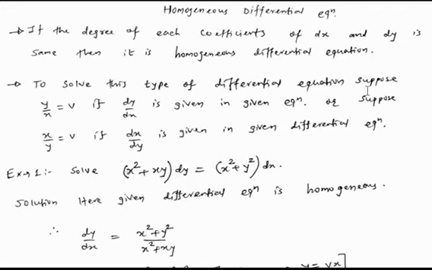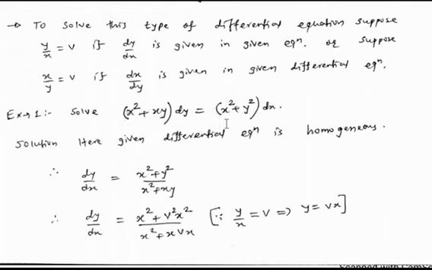To solve this type of differential equation, we have to take y by x equals v in the given equation. If dy by dx is given, take y by x equals v. If dx by dy is given, take x by y equals v. Now we have to solve this differential equation. You can see that this is a homogeneous differential equation because the degree of each and every term is 2. The degree of x square is 2, xy is 2, x square is 2, y square is 2. So this is a homogeneous differential equation.